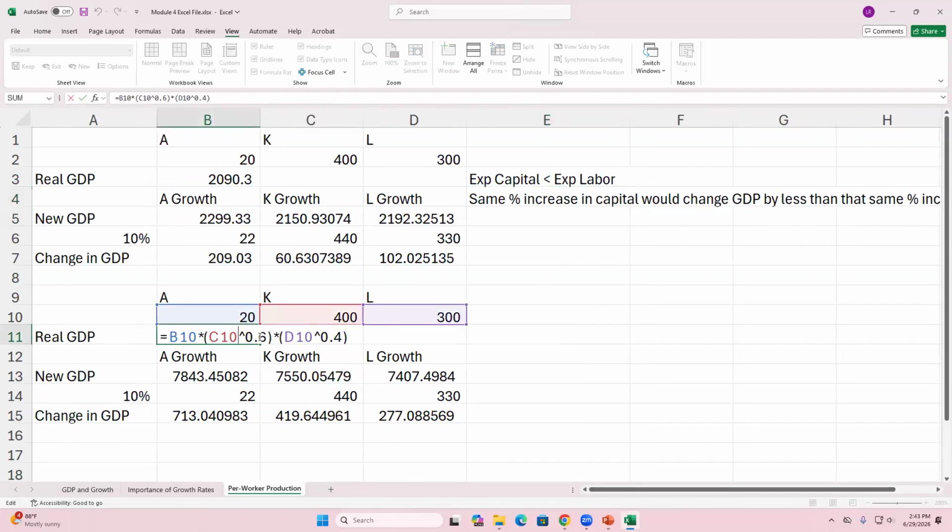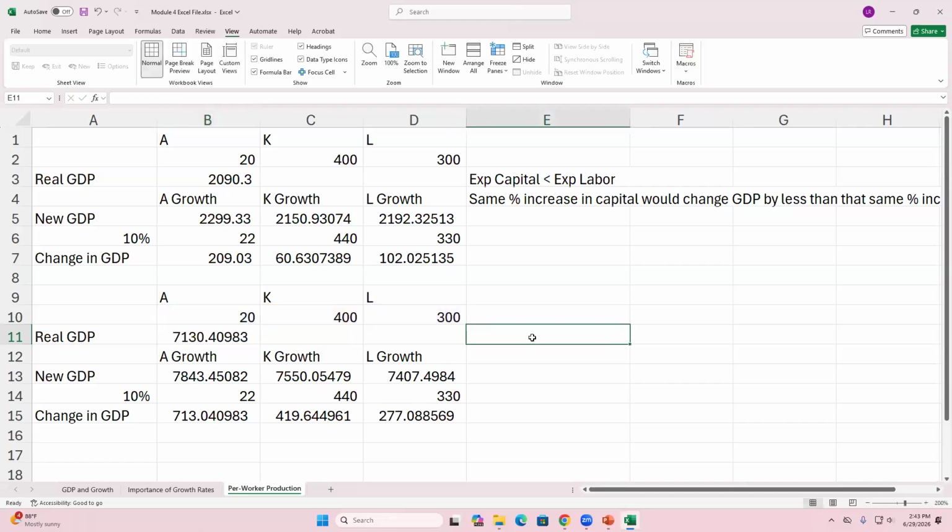Notice in this second example, now the exponent on capital is larger than the exponent on labor. So if the exponent on capital is larger than the exponent on labor, essentially capital will increase real GDP by more, right? The same percentage change in capital would produce a larger increase in real GDP than the same percentage increase in labor if this holds.